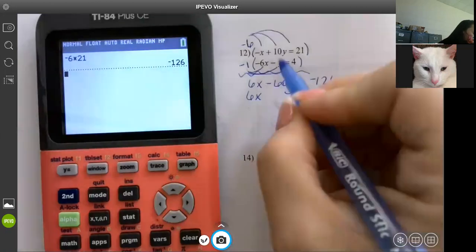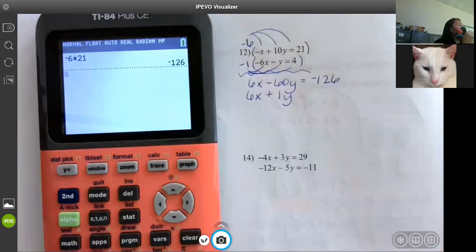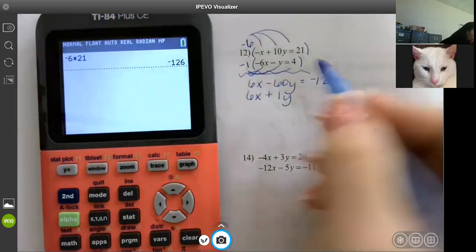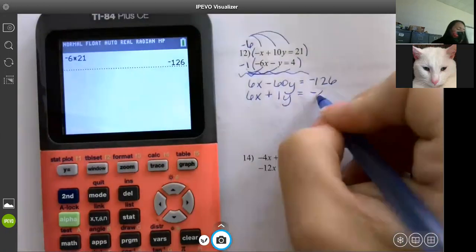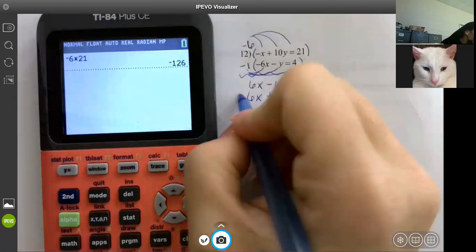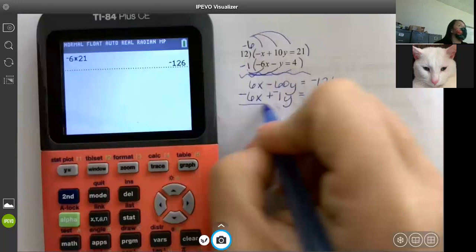-1 times -y, negative times a negative makes a positive, and you can keep it as 1y if you want, or just y. And then -1 times 4 is -4. Again, your first numbers should always look exactly the same, so you have to get them to cancel out. So change. Now it's just like last week.